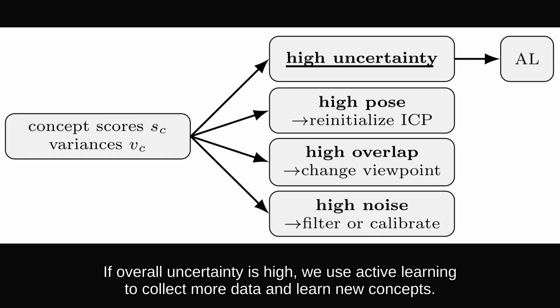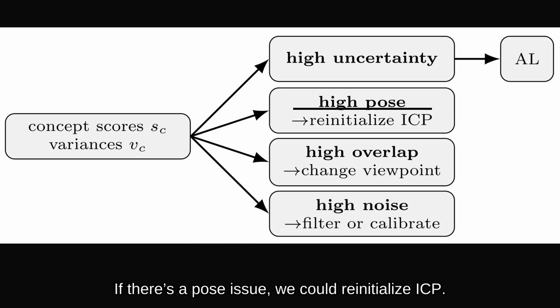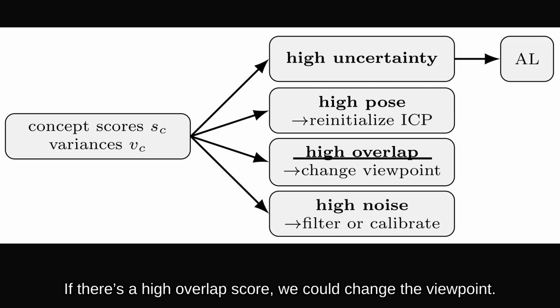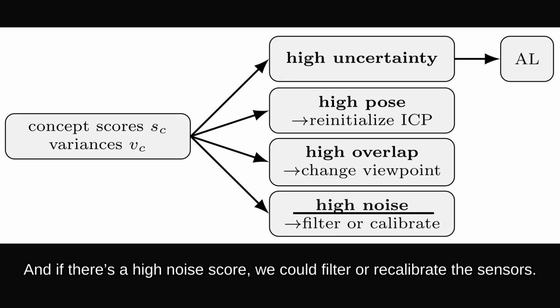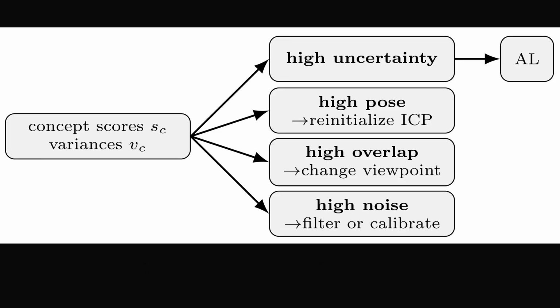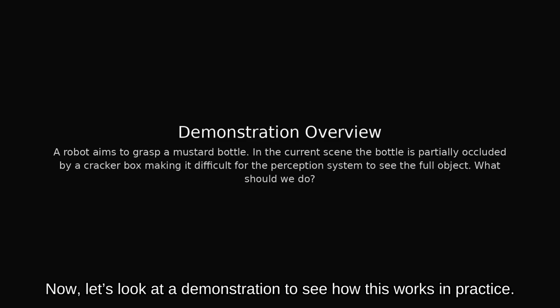If overall uncertainty is high, we use active learning to collect more data and learn new concepts. If there's a pose issue, we could reinitialize ICP. If there's a high overlap score, we could change the viewpoint. And if there's a high noise score, we could filter or recalibrate the sensors. Now, let's look at a demonstration to see how this works in practice.